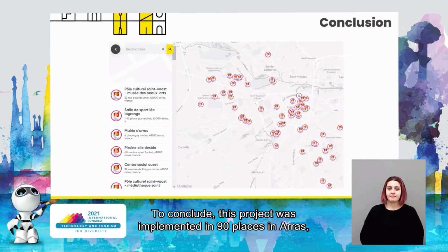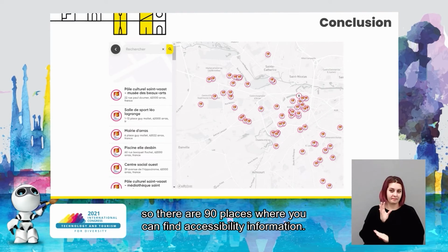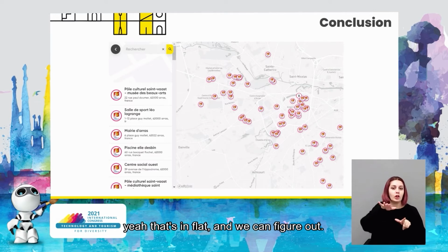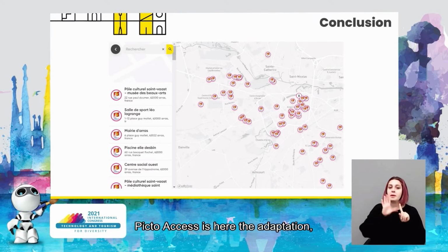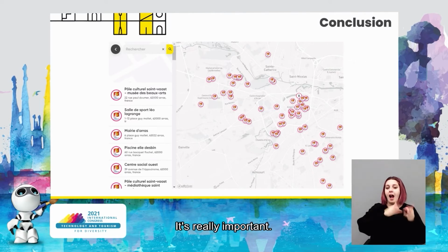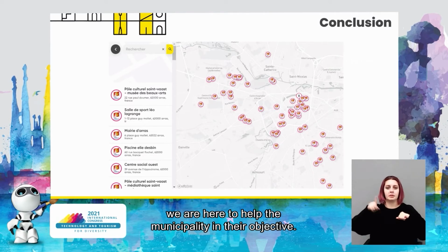To conclude, this project was on 90 places in Arras. So there are 90 places where you can find accessibility information. The municipality chose these places. And we can say that Pick2Access is here the adaptation, the implementation of the municipality's reflection. It's really important. We are here to help the municipality in their objective.